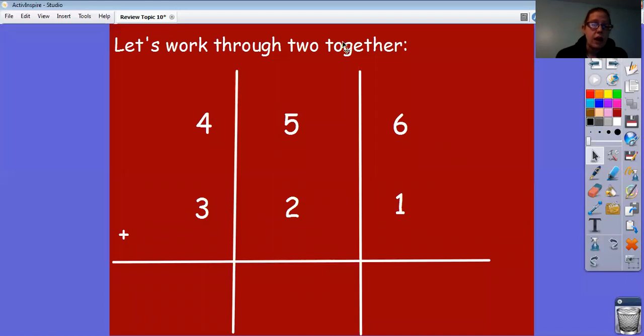So now we're going to try 2 together. We're going to try one where we don't regroup, and we're going to do one where we do regroup. So this one is 456 plus 321. So I'm going to go ahead, I'm going to use my base 10 blocks to help me solve this one, because that's what works best for me.